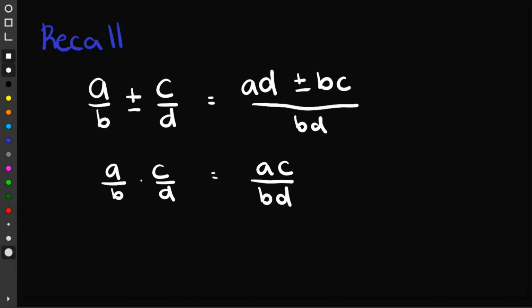Lastly, for division, we have a over b divided by c over d would give us ad over bc, since we get the reciprocal of c over d. So we would try to use these three formulas out here. Plus, another thing that we would use is the idea of getting the LCMs of the denominator to simplify the complex fraction into a simpler one.